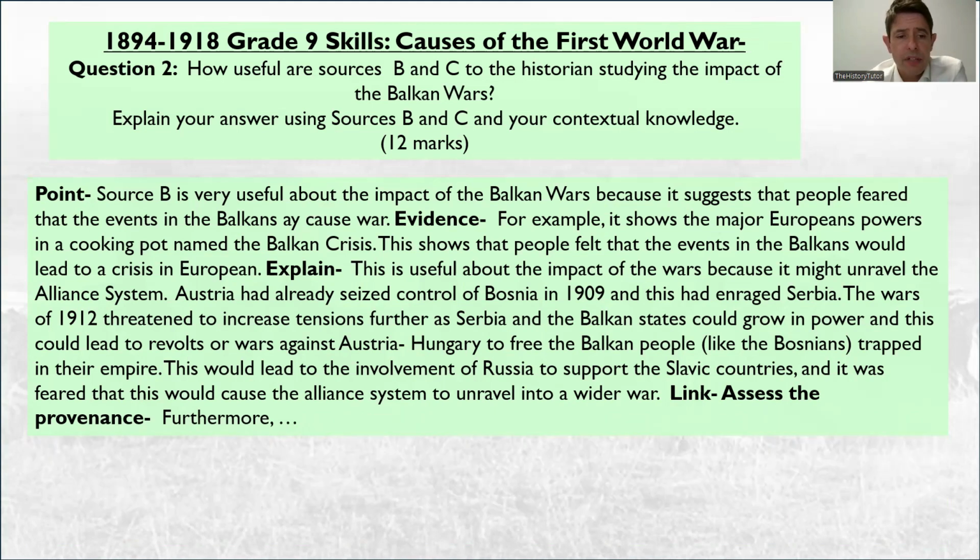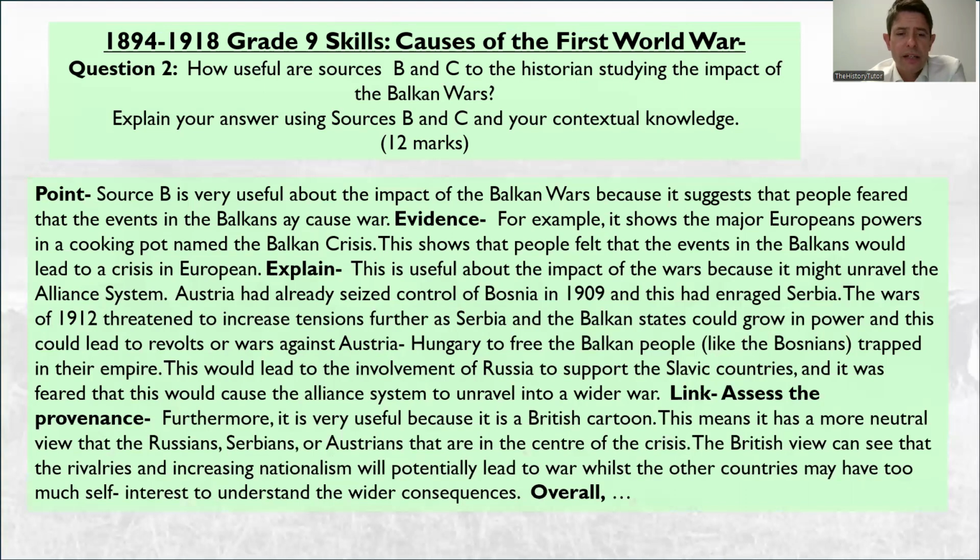So what about the provenance then? So you can now give an idea about the provenance. So furthermore, the provenance says, give your idea, and then we'll have a look at it. So furthermore, the provenance is very useful because it is a British cartoon. This means it's a more neutral view than maybe a Russian or Serbian or Austrian view about their crisis. The British view can see that the rivalries and increasing nationalism will potentially lead to war, whilst the other countries may have too much self-interest to understand the wider consequences.